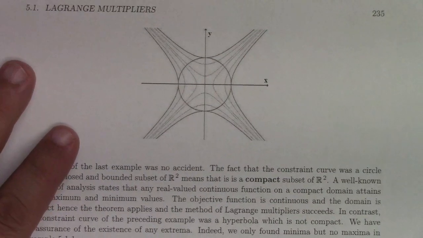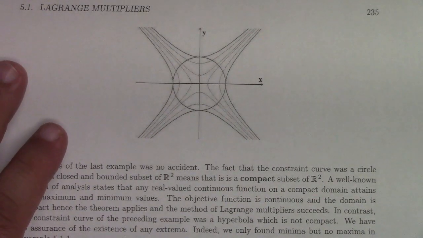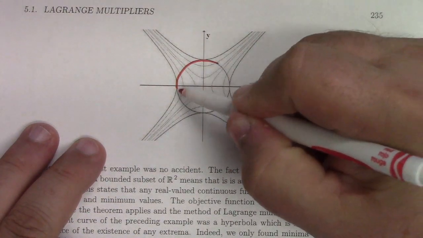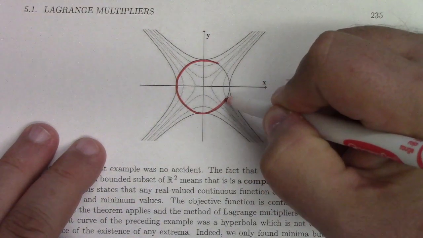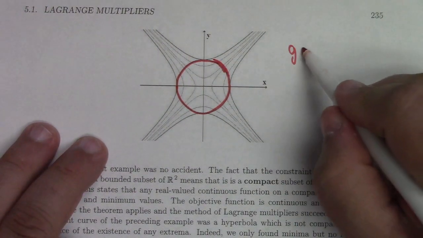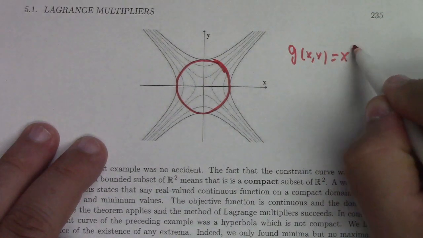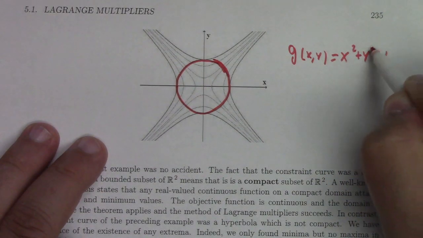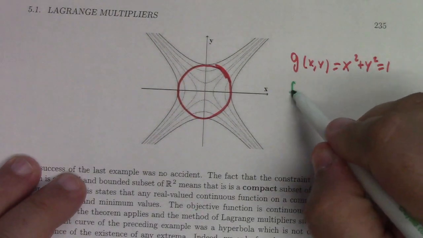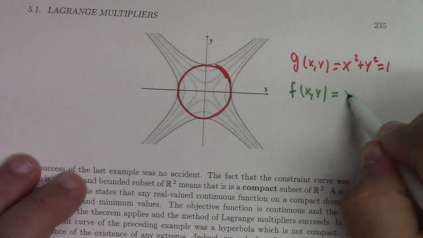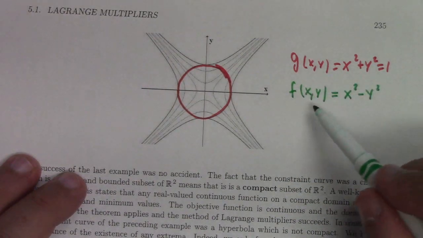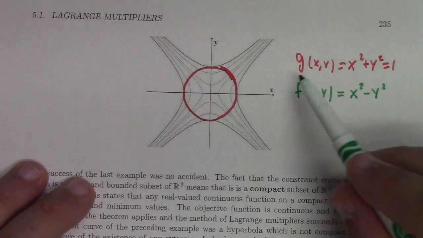Here it is. So this time the constraint, which I'm doing in red at the moment, was the unit circle. And this family of hyperbolae, those are the level curves of the objective function, right? So I had g of x, y equal to x squared plus y squared equals 1, and the objective function for this one I said was x squared minus y squared, I believe. Right? And basically the search is to find maximums and minimums for f on g equal to 1.